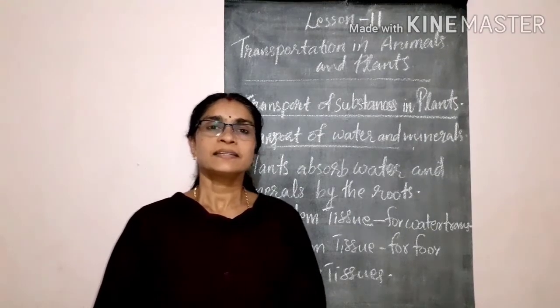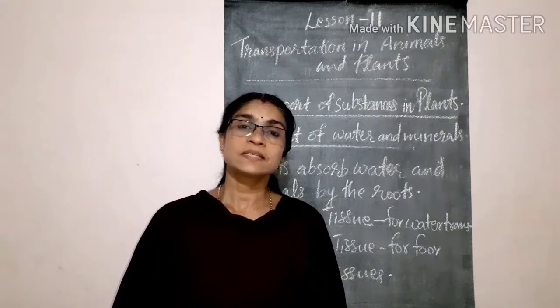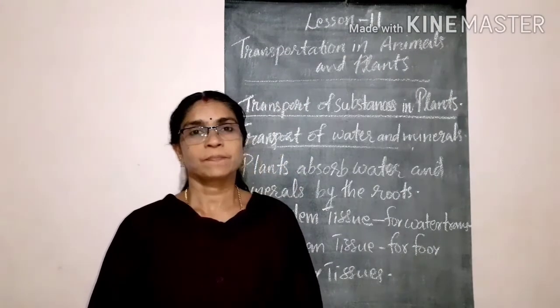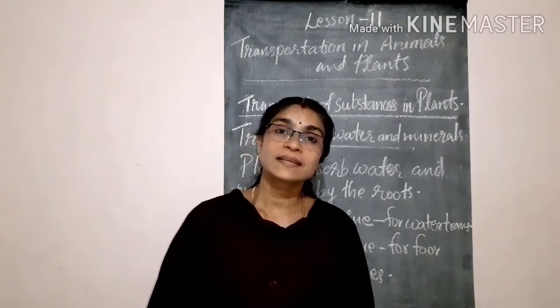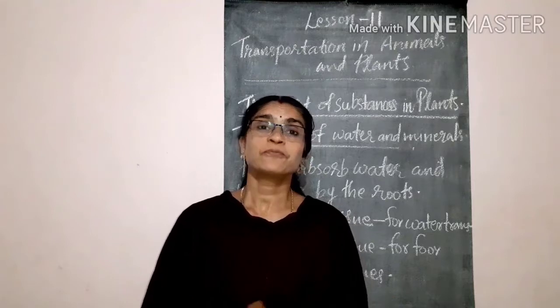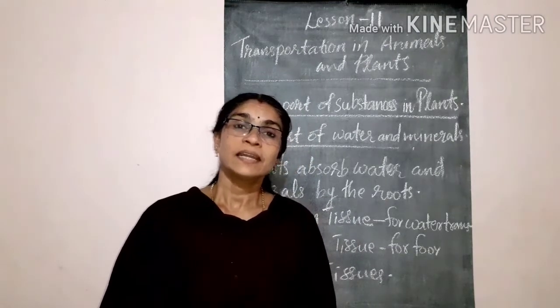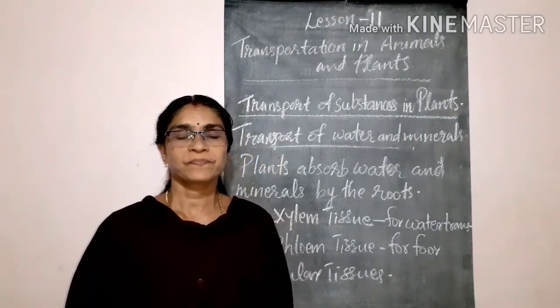In chapter 1, you learned that plants absorb water and minerals from the soil by roots. Then what is the function of leaves? Leaves prepare food by using carbon dioxide and water in the presence of sunlight during photosynthesis.